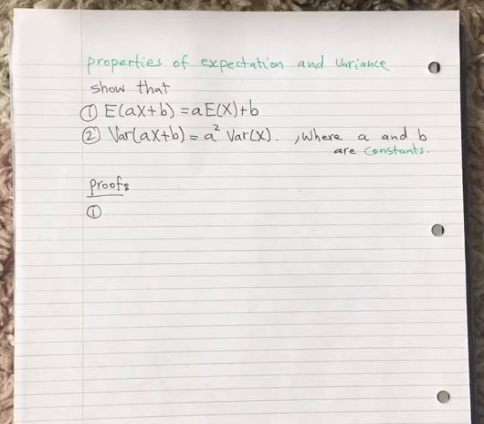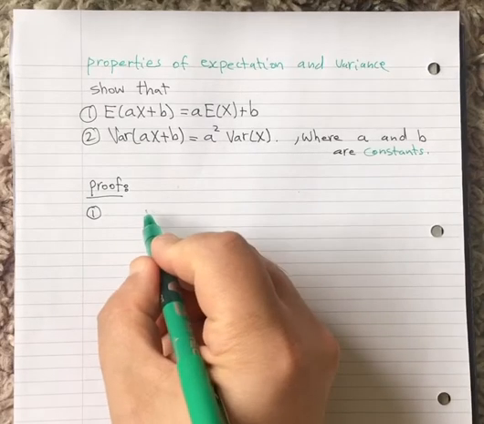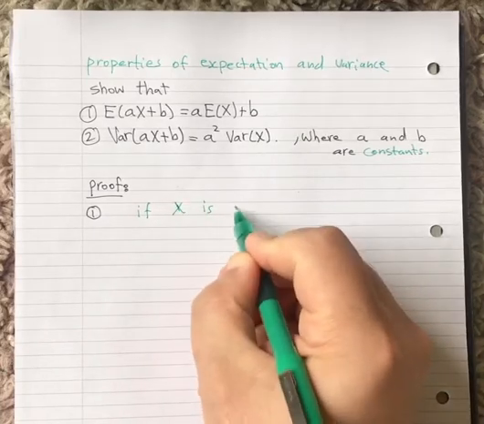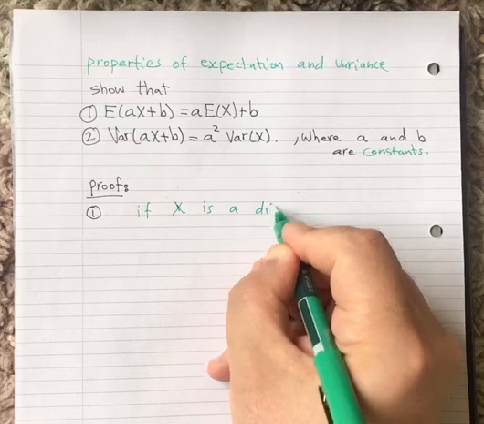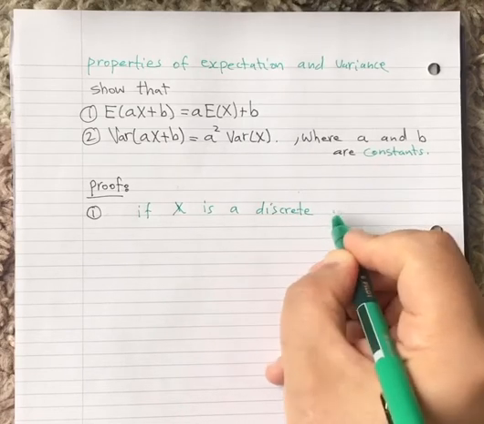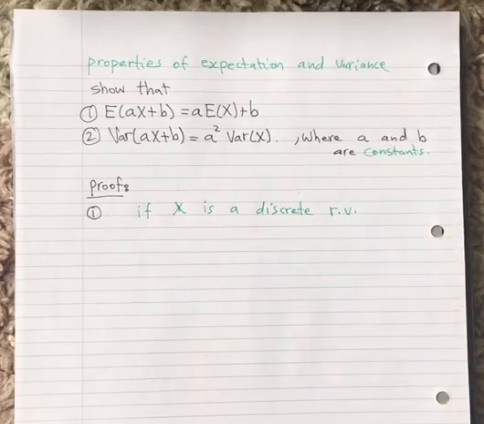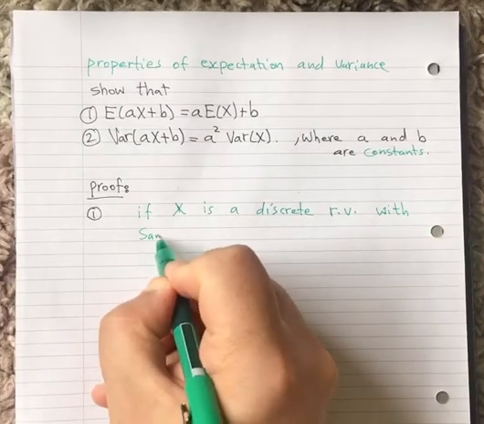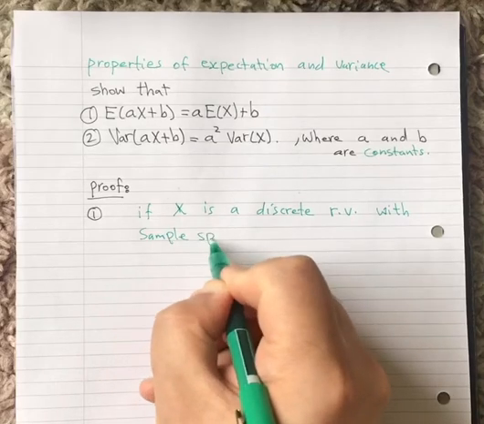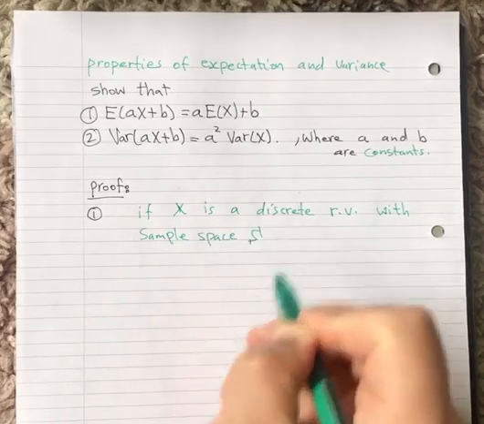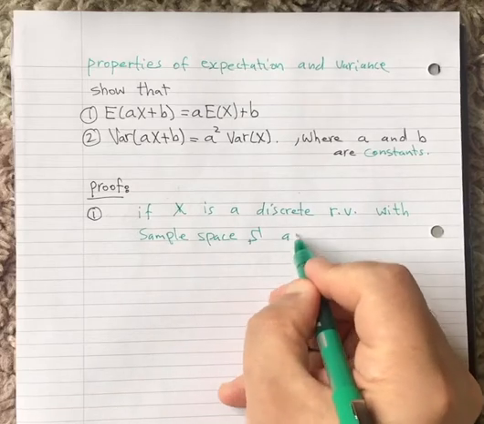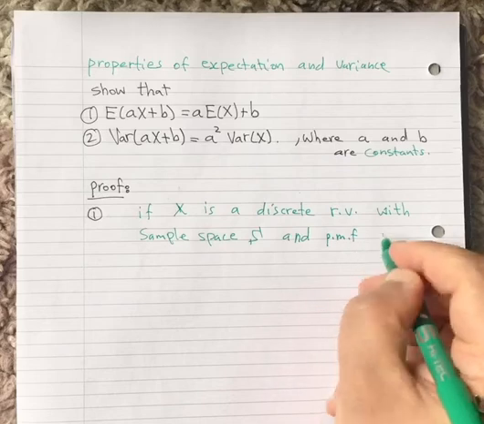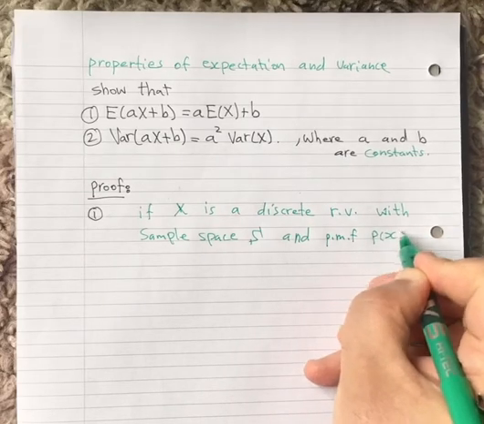So to prove that, let's assume X is a discrete random variable with sample space S and probability mass function PMF P of x.